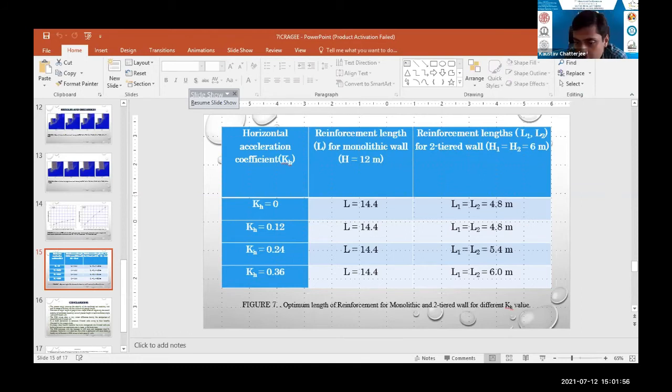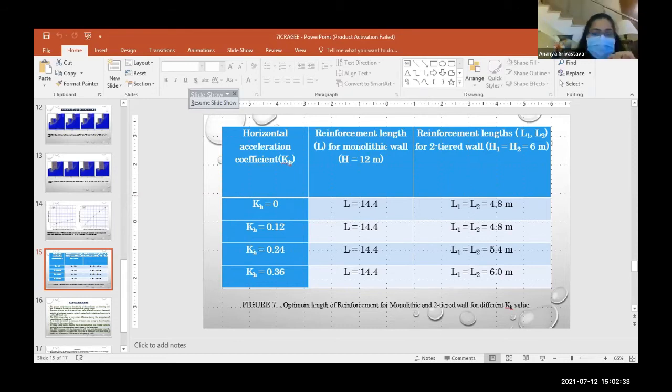In the seismic conditions, we need to provide a little bit more reinforcement. Yes, okay, but for your case, from 0 to 0.3 is almost how much? Quite a high amount. Your L remains constant. So what is the basic logic behind keeping the reinforcement length constant?